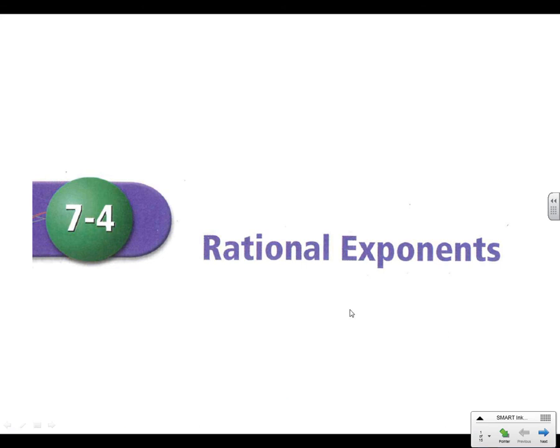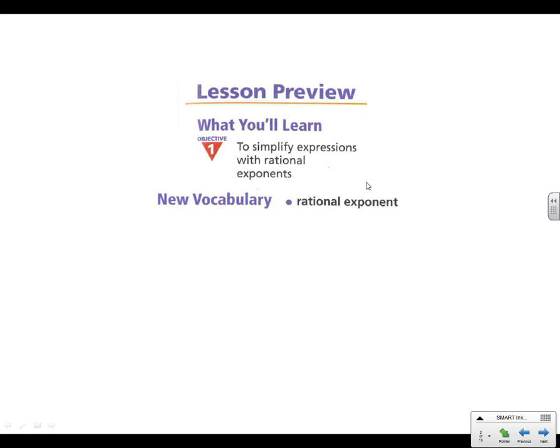Alright, let's get started with 7.4, rational exponents. In this lesson, we're going to learn how to simplify expressions that have rational exponents. Remember, rational exponents are anything with a fraction or a decimal that ends. So in this situation, we're going to be dealing with a lot of fraction exponents. Alright, and so that's what a rational exponent is.